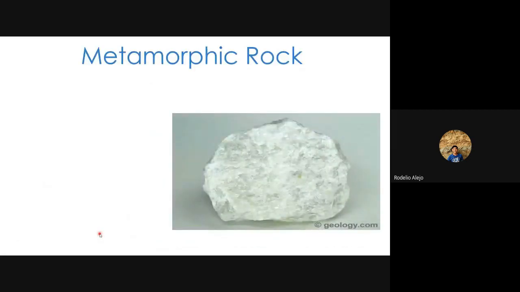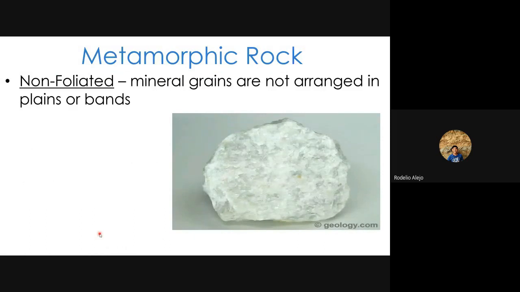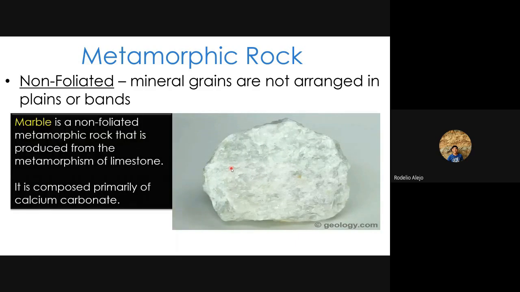Then the non-foliated metamorphic rock, so the mineral grains are not arranged in planes or bands. As you can see here, there are no identifiable grains. Okay, parang pure siya or fine grain siya. So an example of a non-foliated metamorphic rock is marble. So marble is a non-foliated metamorphic rock that is produced from the metamorphism of limestone. So limestone, again, is an example of sedimentary rocks. So when a sedimentary rock undergoes high pressure and temperature, that can result in the formation of marble. So marble now is an example of a non-foliated metamorphic rock. So just like limestone earlier, it is composed of calcium carbonate.